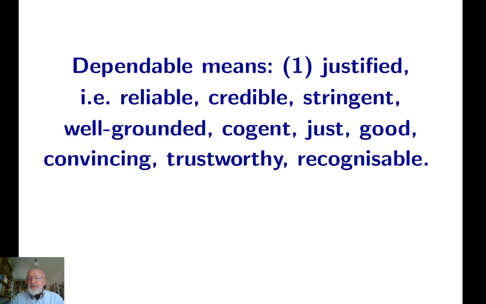stability in the sense that we can change our origins in a slight manner, and then the model will still be the model. That means in this case, justification means it should be reliable, credible, stringent, well-grounded, convincing, trustworthy, and we should even be able to state that.